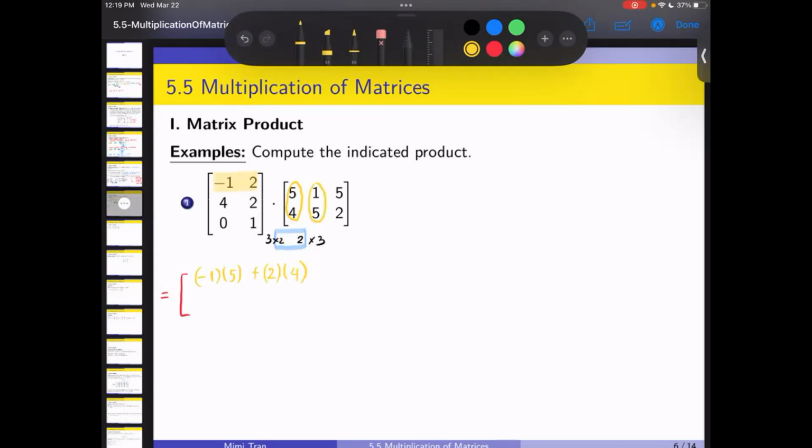First row, first column, first row, second column. You have to finish all of them. Negative 1 times 1 plus 2 times 5. When you break it off into a different column, you don't have any sign in between. This is one entry, this is another entry.